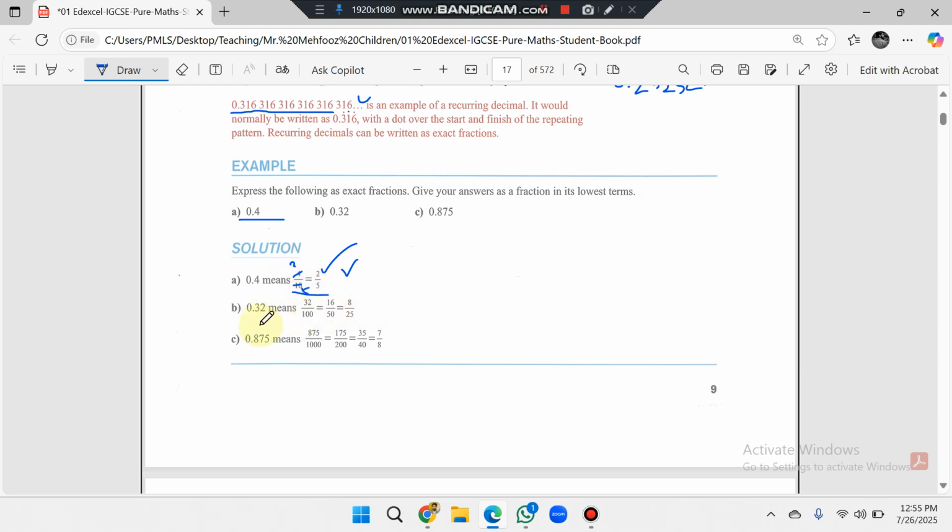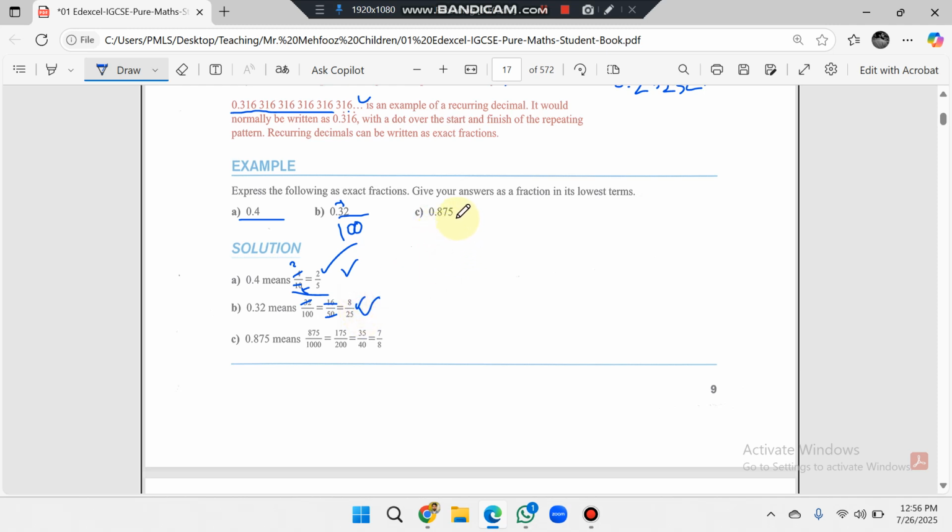Next one is 0.32. So we can write it as 32 over, in the place of the decimal we write 1, and after the decimal we have two digits, so we write two zeros. So 32 over 100. This can be simplified: 2 16s are 32, 2 50s are 100. Again, 2 8s are 16, 2 25s are 50. So this is your simplest form.